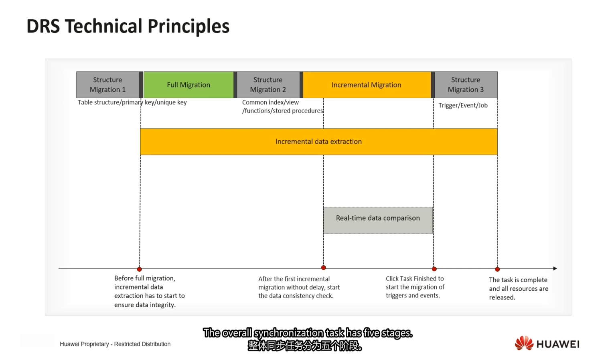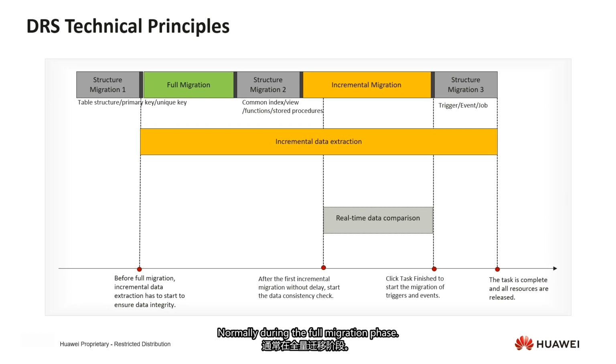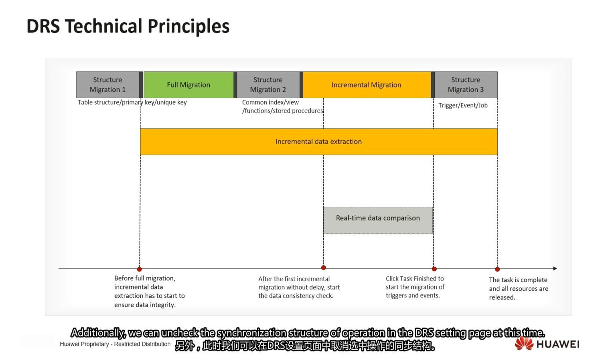The overall synchronization task has 5 stages. The first stage is performing structure migration. DIS mainly creates table structure information on the target end, including primary key and view key, to ensure that data can be written to the target database normally during the full migration phase. Of course, we also recommend you use UGO to replace this part. Additionally, we can uncheck the synchronization structure operation in the DIS setting page at this time.